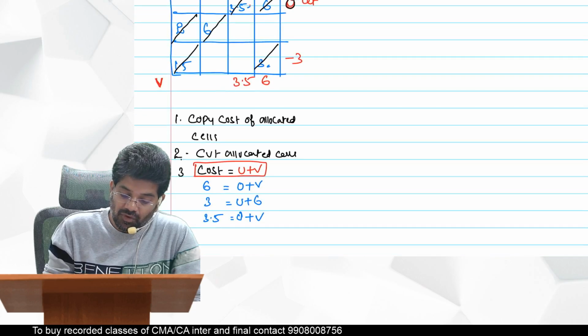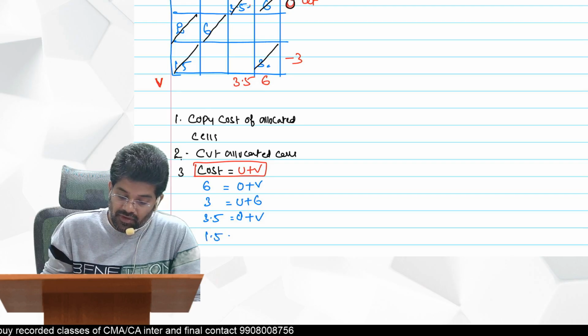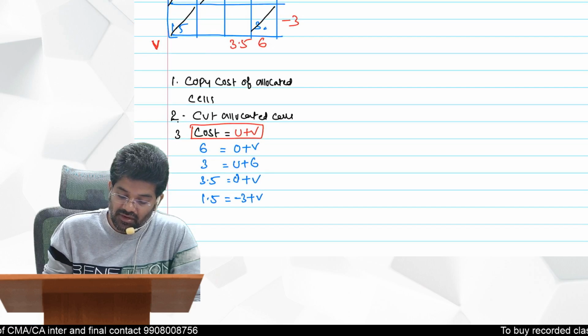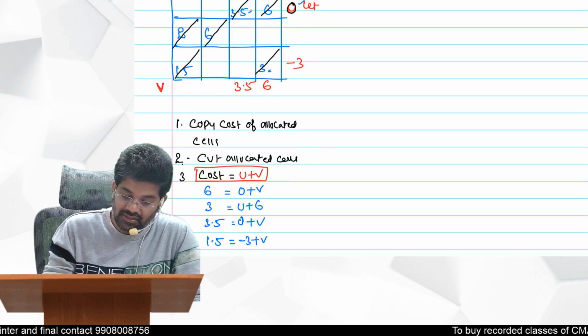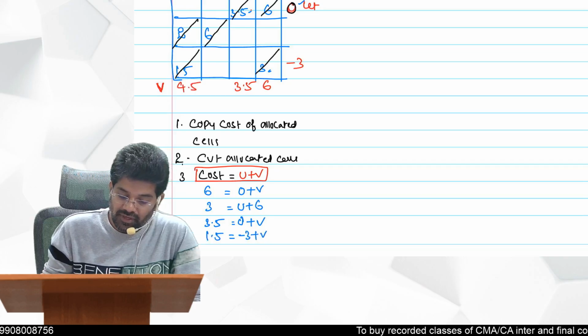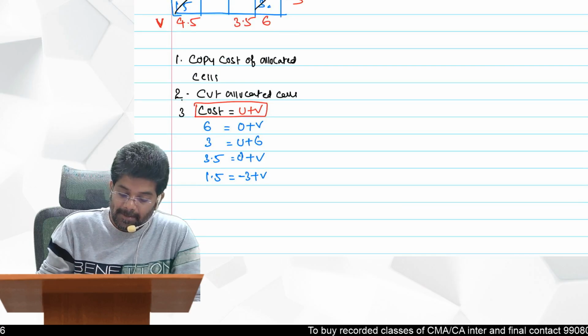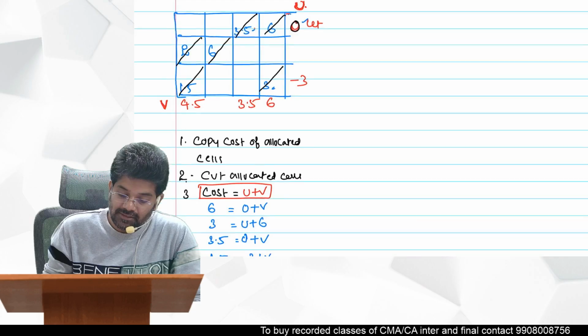Here we have 1.5. With 1.5, we have a u value of minus 3, but we don't know the v value. So what is the v value? Can you tell me? It will be 4.5. Done.